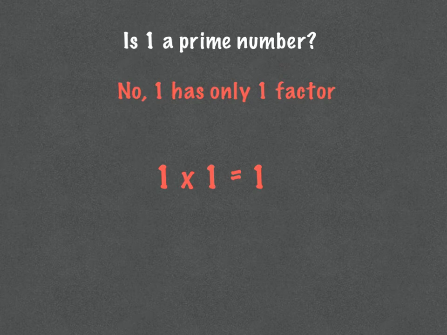So, questions that I often hear: is 1 a prime number? No, 1 is a unique number because it only has one factor. 1 times 1 is the only way you can get 1 through multiplication. So 1 has one factor.